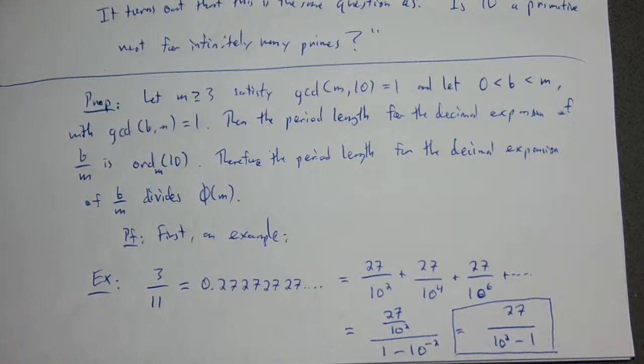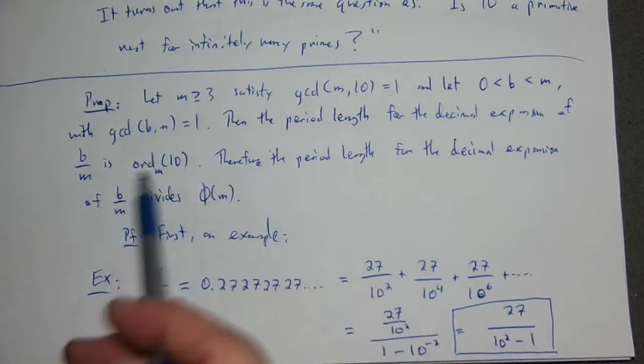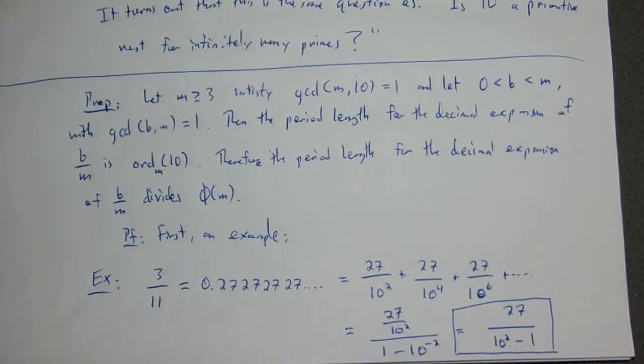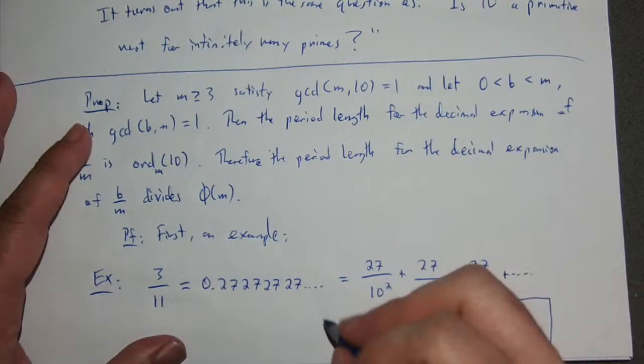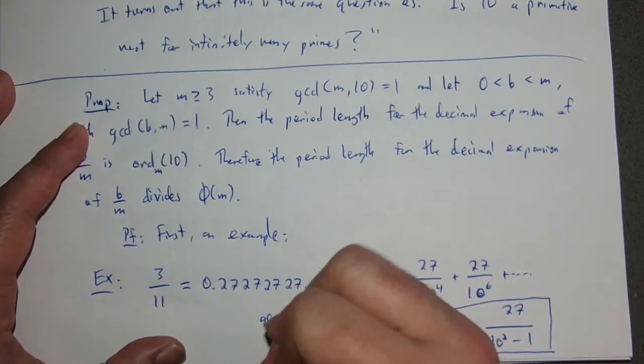Now, you might look at this and say, wait, this is like a really dumb way of writing this fraction. We already have it written as 3 over 11 here, so what is the purpose of writing it in this way? So we're going to see what the deal is. In this particular example, we know that it's 3 over 11, but we want to put it in this form because it's going to allow us to easily see that this period length is the order. So I'm just using the geometric sum formula.